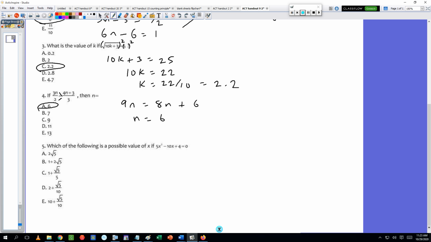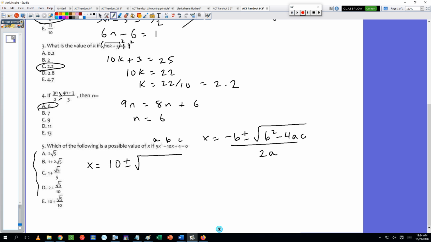Here I have a quadratic equation that I might be able to factor, but looking at these answers, it doesn't factor. I'm going to use my quadratic formula. X is equal to a negative b plus or minus the square root of b squared minus the 4 times the a times the c, over 2 times the a. The 5 is my a, the negative 10 is my b, and the 4 is my c. And away we go. X is equal to a negative b. That'll be a positive 10 plus or minus the square root of our negative 10 squared. Negative 10 times itself is a positive 100.